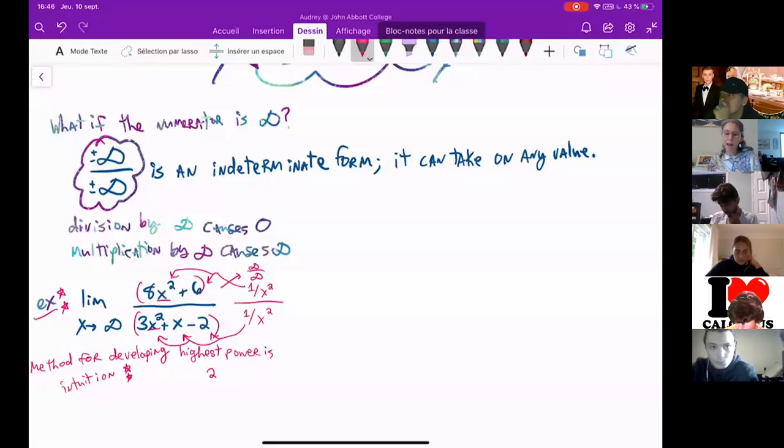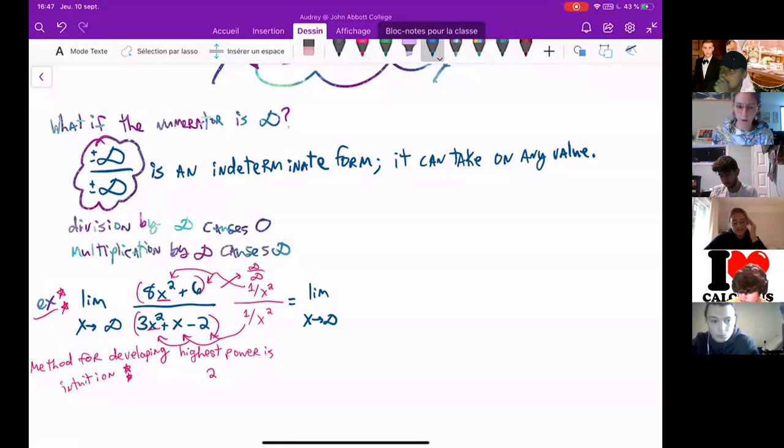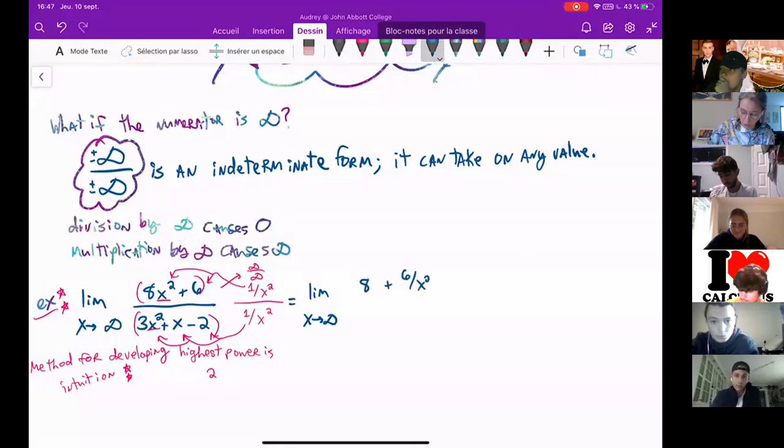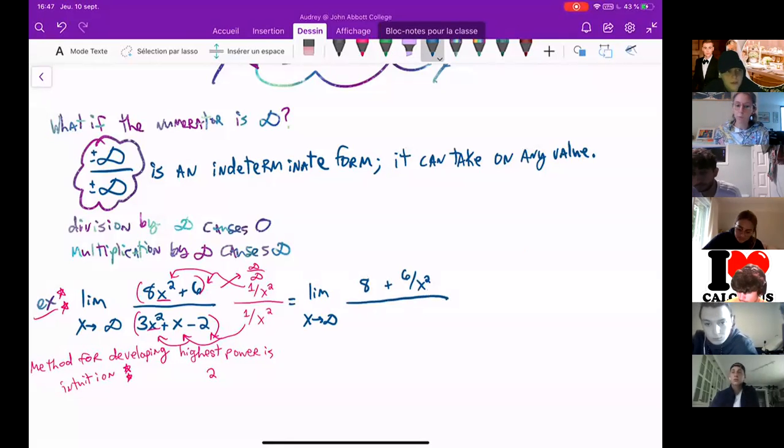So when I take that highest power and distribute it, I have the limit as x approaches infinity of 8x squared times 1 over x squared. So that's just 8 plus 6 over x squared, all over 3x squared times 1 over x squared. So that's 3 plus, what is x over x squared?